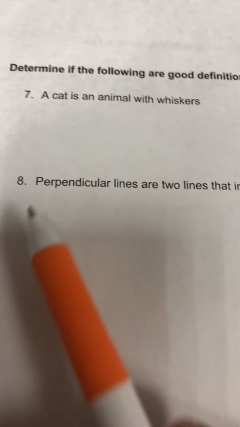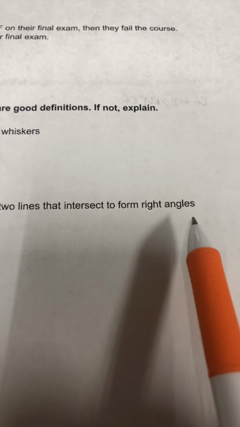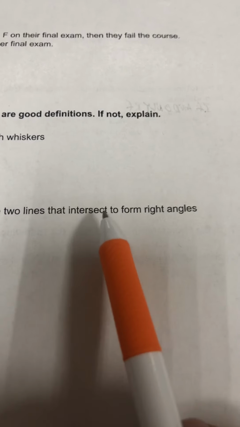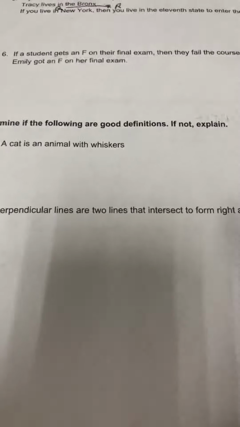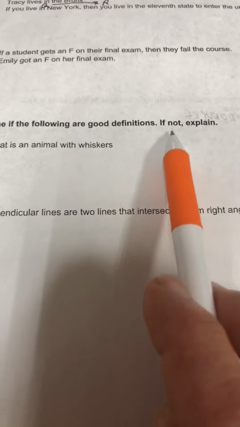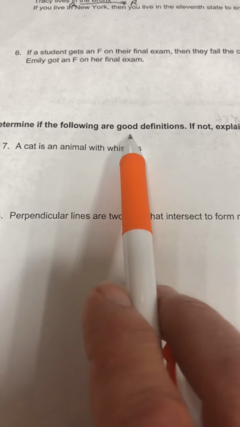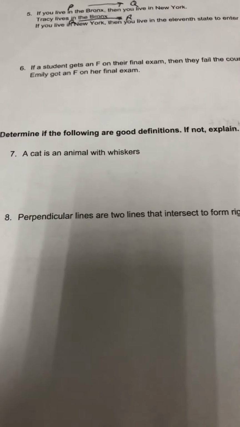Number 8, perpendicular lines are 2 lines that intersect to form right angles. Okay, so read it backwards. 2 lines that intersect to form right angles are perpendicular lines. Ooh, that sounds good. So, if not, explain, but if it's good, you're just going to say it's good. So, there you have it for number 8.